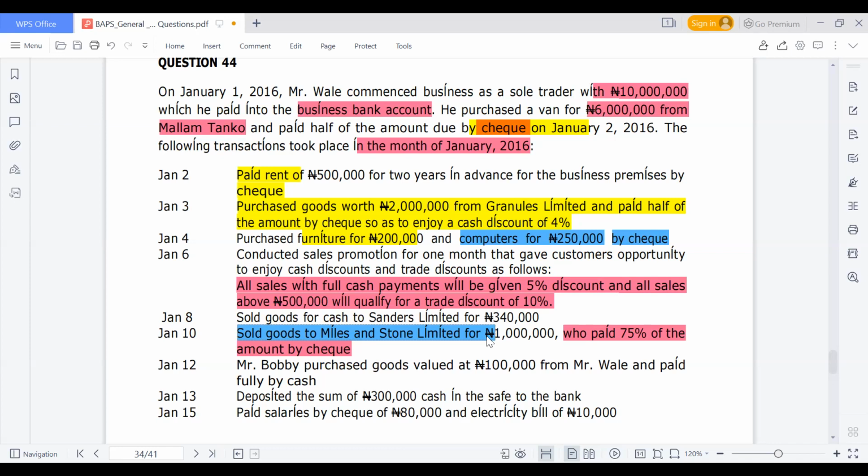Think of it. The instruction is clearly stated. In this question now, it only qualifies for trade discount, which is a sales of 500,000. And this particular sales now is 1 million, and he pays 75% of it. For you to qualify for cash discount, it must be full payment. Full payment. So you can see it is clear now. Don't worry, when I get there, I'm going to say it.